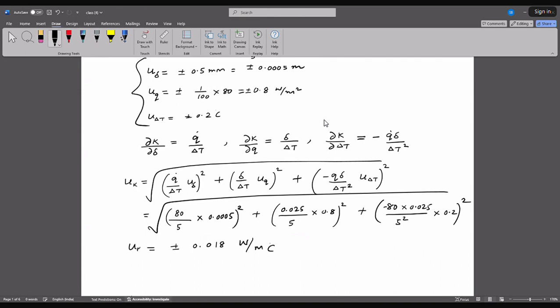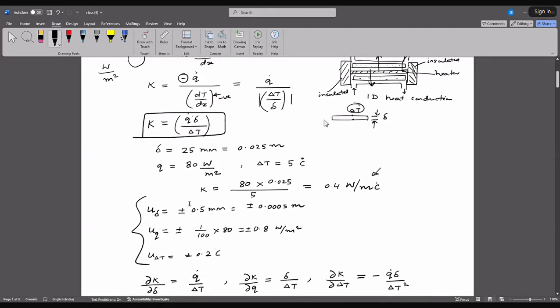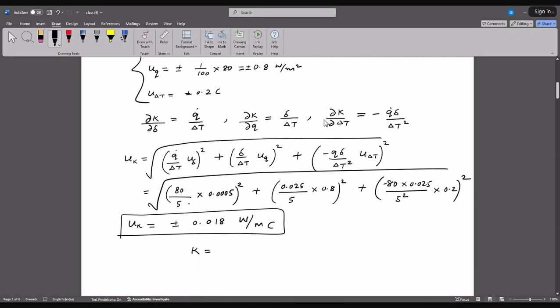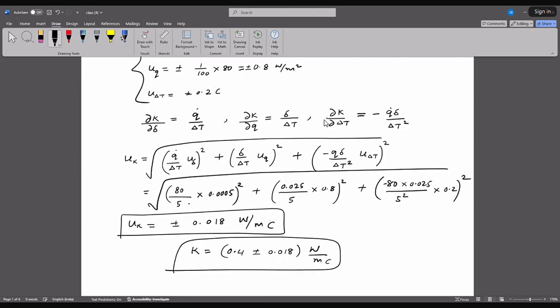Okay, so this is the value of the uncertainty in the thermal conductivity. So you can say that your K is going to be what we found, 0.4 watt per meter degree C. So that is 0.4 plus minus 0.018 watt per meter degree C. So this is the value of thermal conductivity.